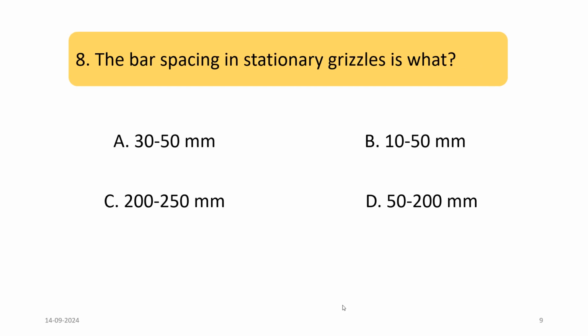Next, the bar spacing in stationary grizzlies is what? 50 to 200 mm. Yes, the answer is 50 to 200 mm.